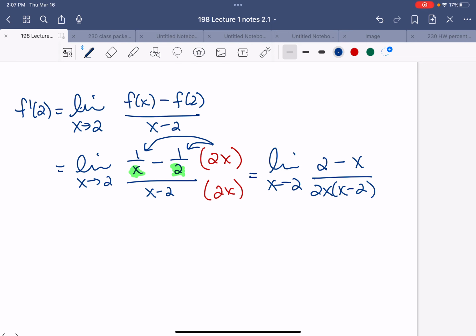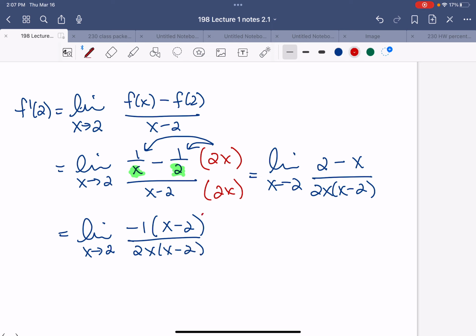Again, we get that same situation where it's the same, but in opposite order of subtraction. And I fix that again by factoring out a negative 1. So if I take a negative 1 out of the 2 minus x, that's going to flip it and make it x minus 2.